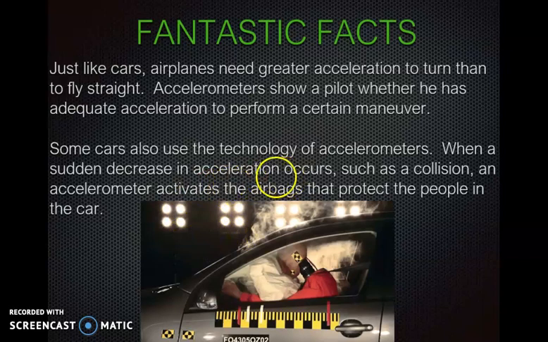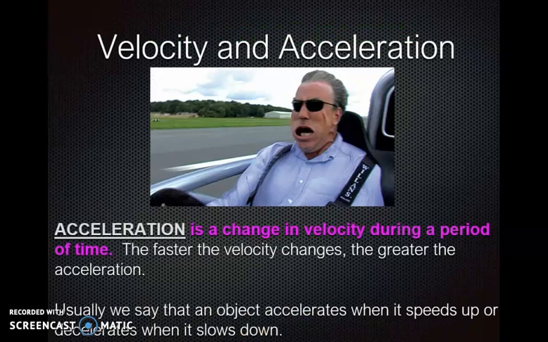When the accelerometers in a car sense that the car has stopped really, really fast, like basically going from 90 to 0, like a crash, the accelerometer will activate the airbags, and that protects the people that are in the car. So we have things in our car that are also measuring and testing what we're talking about.